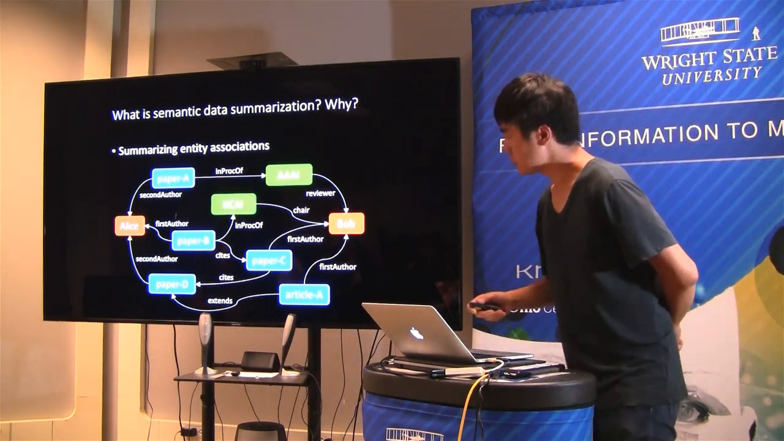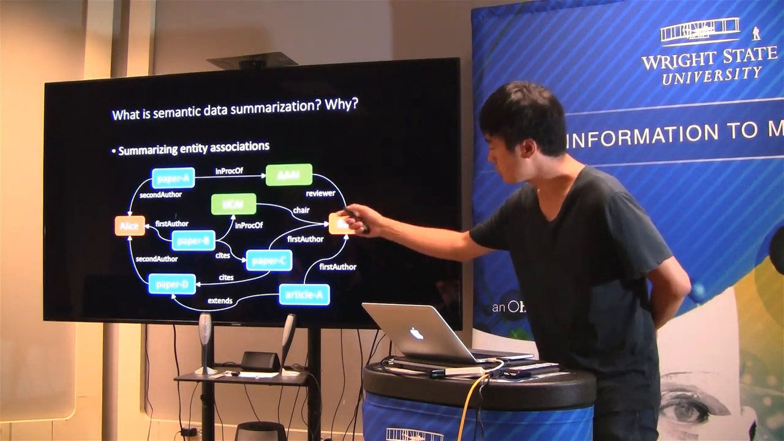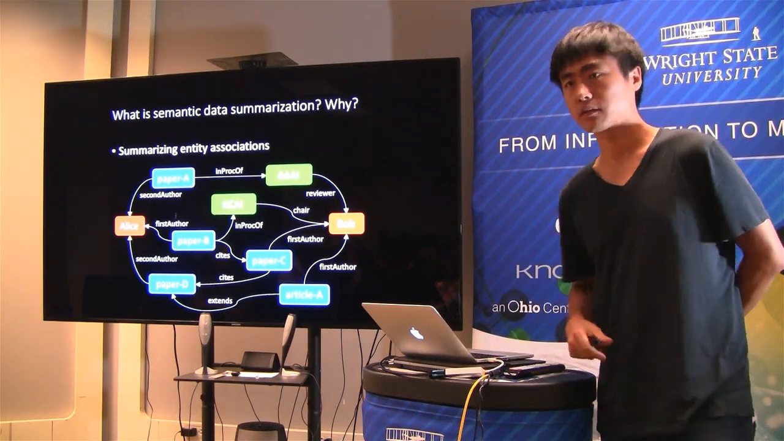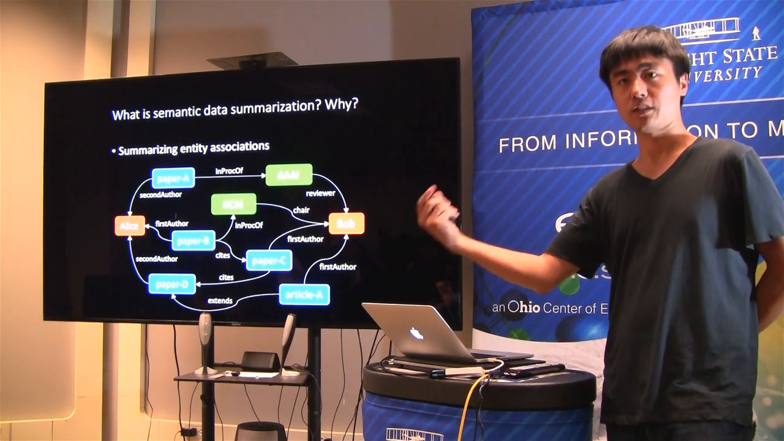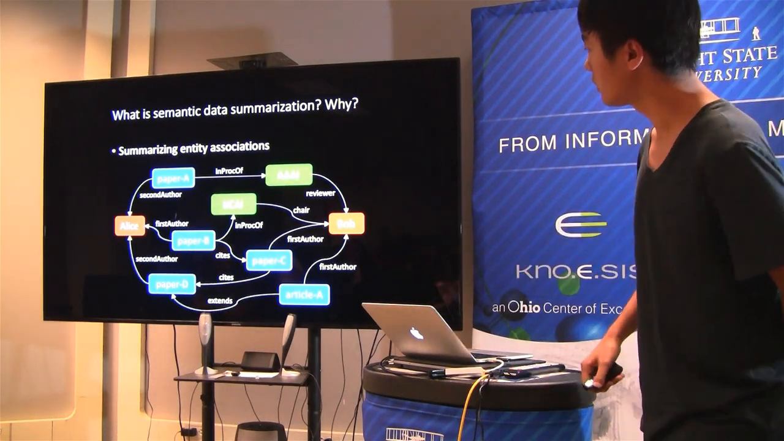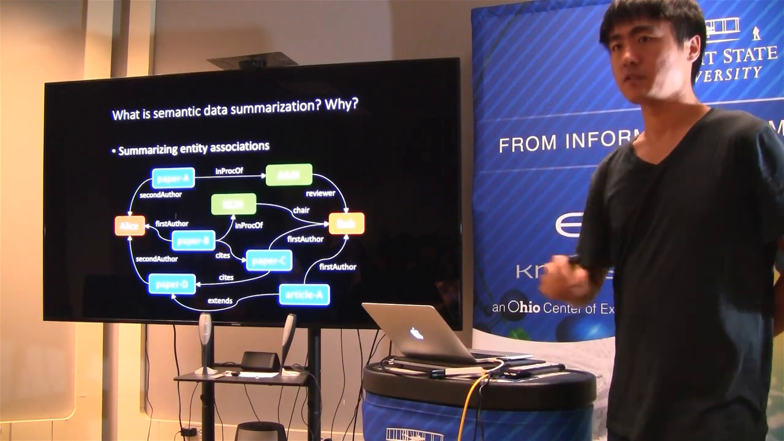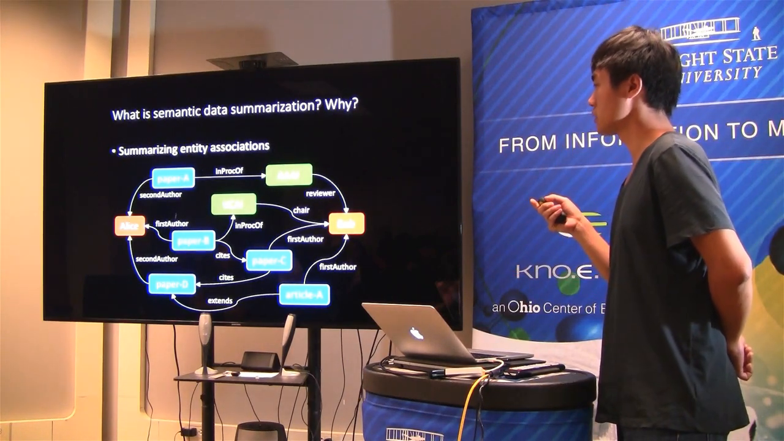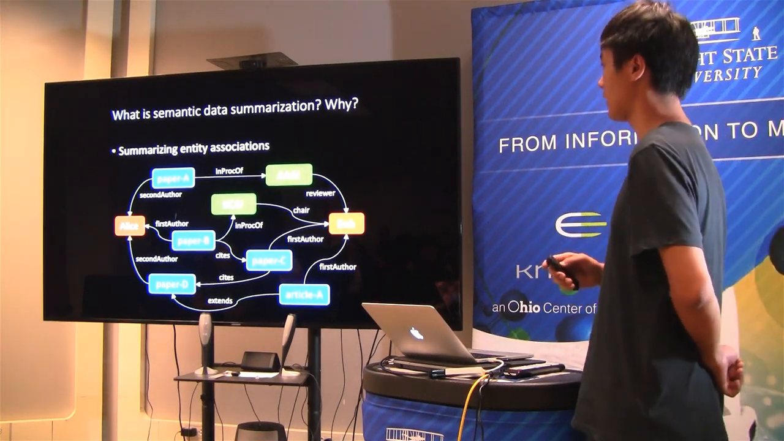So if we are interested in what are the associations or relationships between Alice and Bob, how can a system answer that? We can't just return such a graph because it contains too much information for users, right? So we need to identify some important associations from such a very large graph. That's what we call summarizing the associations between entities. That's the second application scenario of this technique.